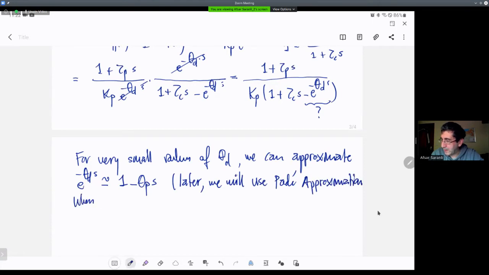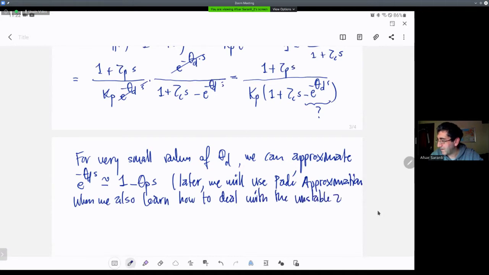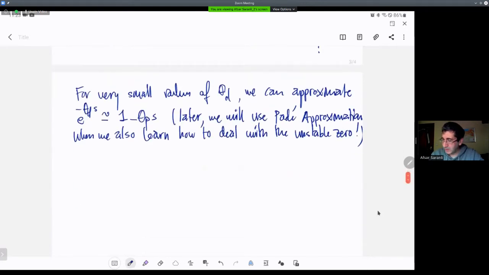When we also learn how to deal with the unstable zero. For the time being, we use a worse approximation, the Taylor series of first order. So that's going to give us a linear term in the denominator, but it's not going to introduce any unstable zeros to the plant. So in this case, let's continue with our derivation.